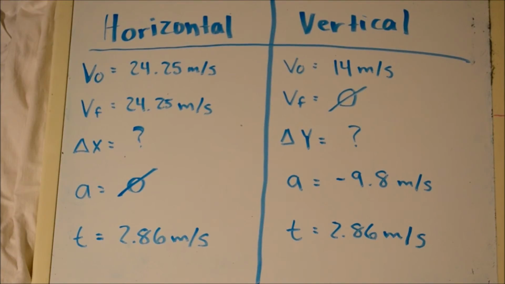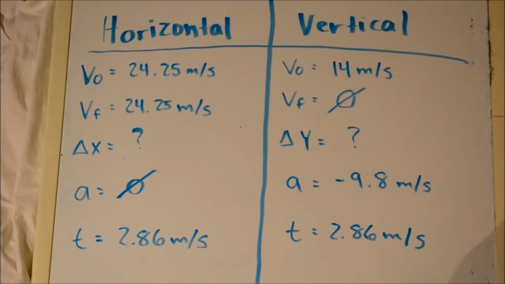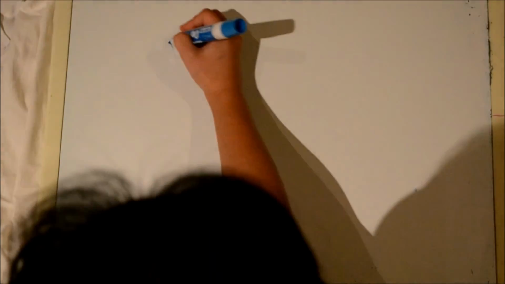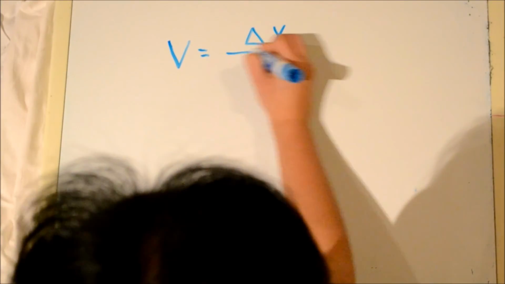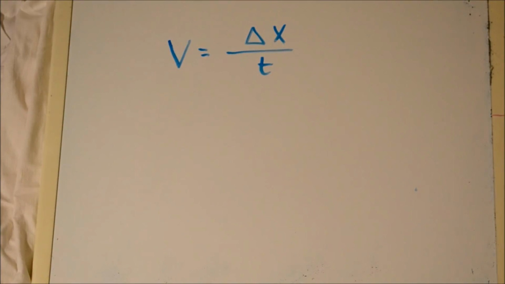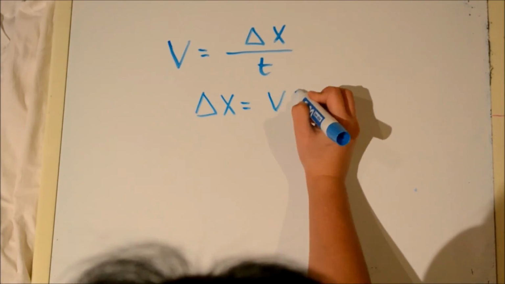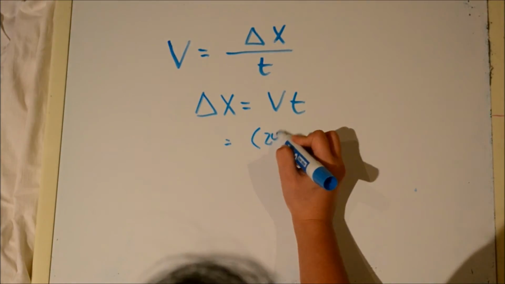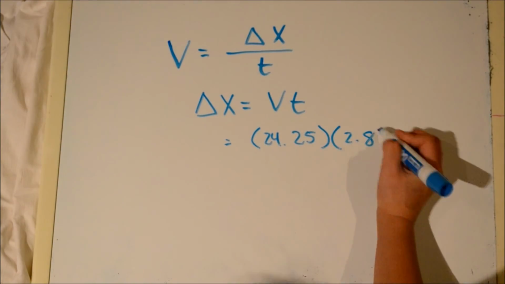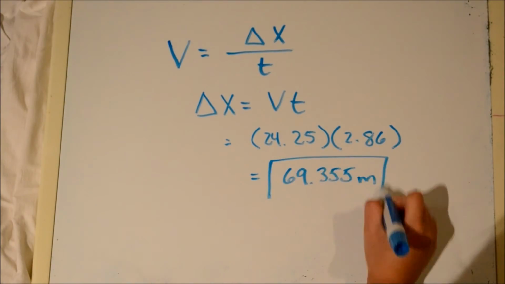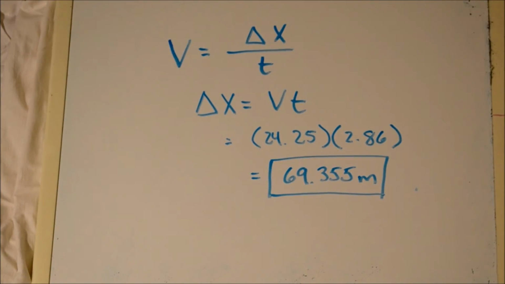The acceleration we know is 0, and we know the time from solving it from the vertical table. So in order to solve for x, we can use the simple equation for velocity, which is that velocity is equal to the change in x over time. We want to solve for x, so we can change the equation to the change of x equals velocity times time. And when we plug in these values and solve, we get 69.355 meters, which is the distance the ball travels before reuniting with the ground.